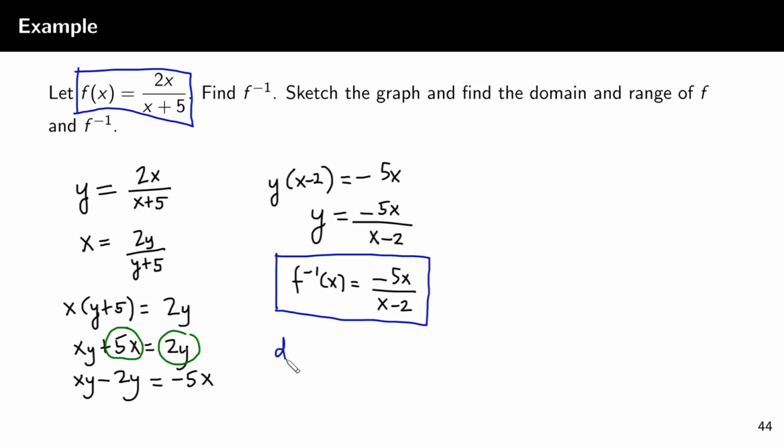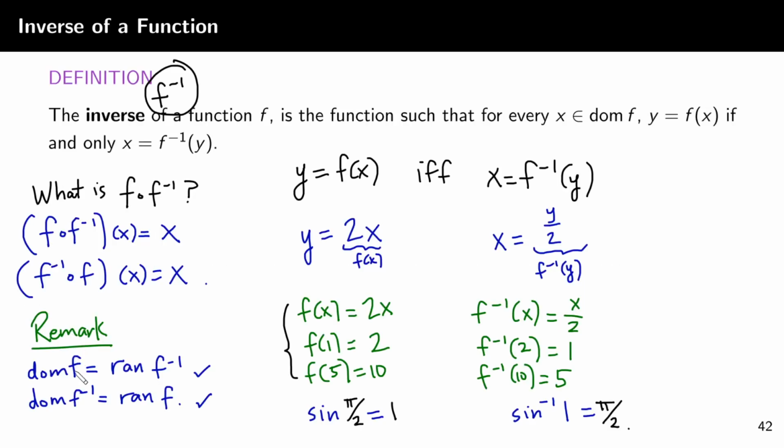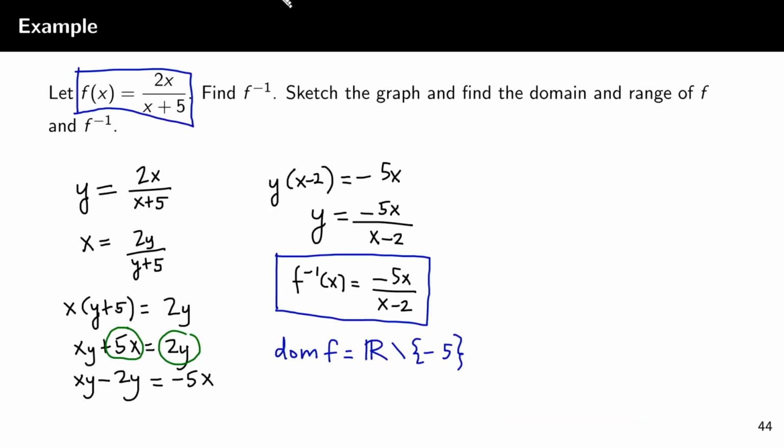So, ano ngayon ang domain ng f? Yung f muna, yung original function natin. So, kailangan lang nating alisin sa set of real numbers yung value ng x na gagawing 0 yung denominator. In this case, x equals negative 5. So, the domain of f is the set of all real numbers except the number negative 5. Now, by the remark I made earlier, yung domain ng function ay siyang range ng kanyang inverse. So, itong R except negative 5, siya ngayon yung range ng f inverse.